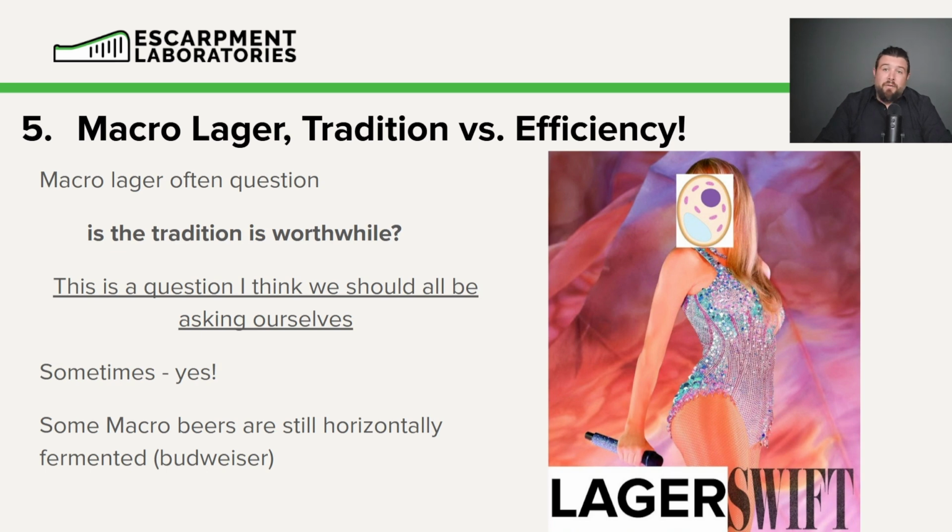So macrobrewers are always asking this question: is this tradition worthwhile? This is a question I think we should all be asking. And sometimes, yeah, there are still some macro beers like Budweiser that are still fermented in horizontal fermenters because they like the flavor. They're all trying to work swiftly. They're trying to lager swiftly. They're breaking all the rules in the way of doing it.